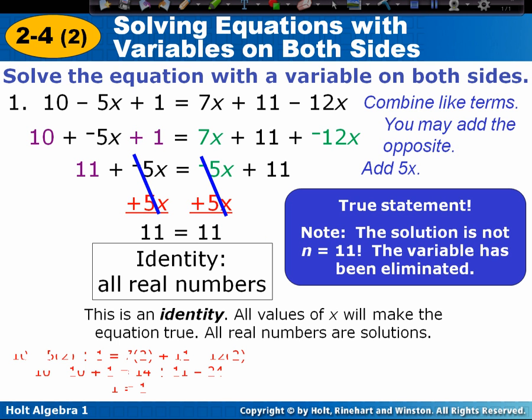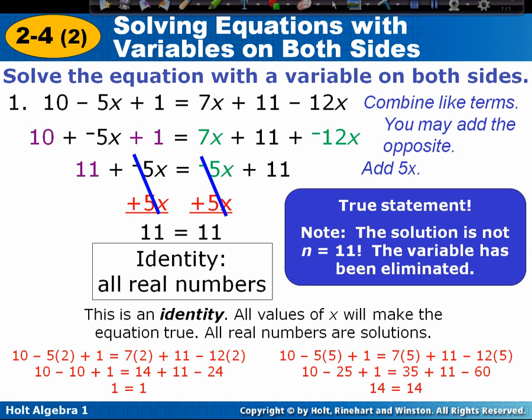It says true statement. Note the solution is not n equals 11. The variable has been eliminated. It says this is an identity. All values of x will make the equation true. All real numbers are solutions.